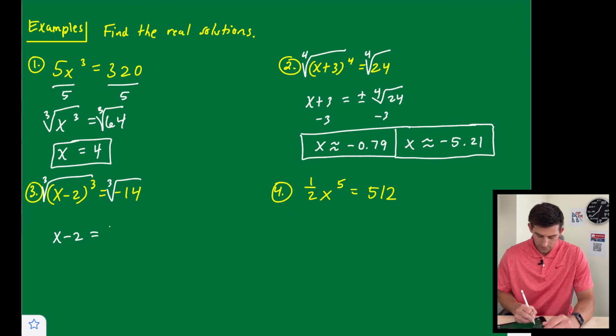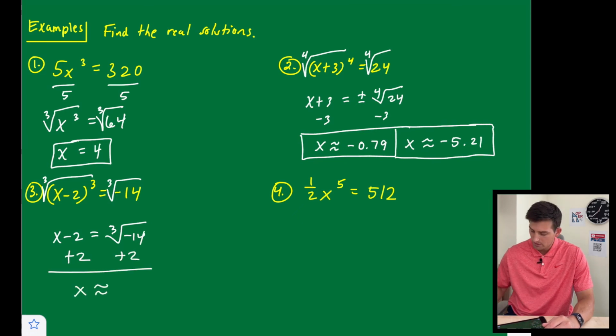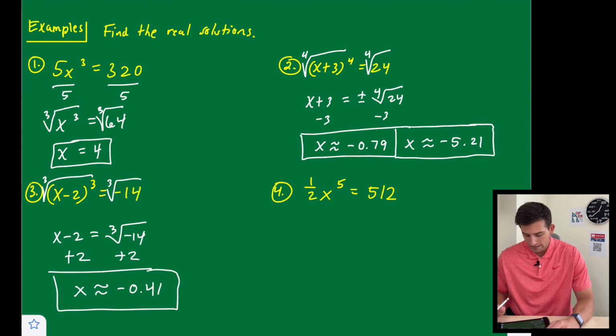I'll go ahead and write this right here, and then we're going to add 2. Once again, we'll do approximate, add 2, and this gives me approximately negative 0.41. And our last one, number 4, we have 1/2 times x to the 5th equals 512.